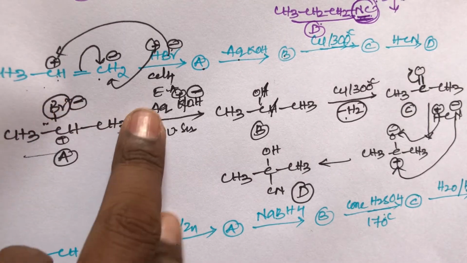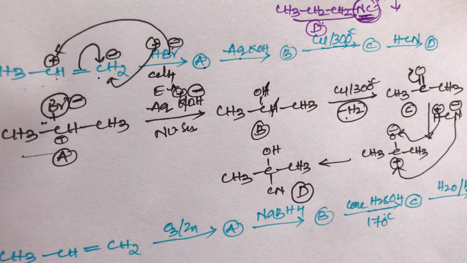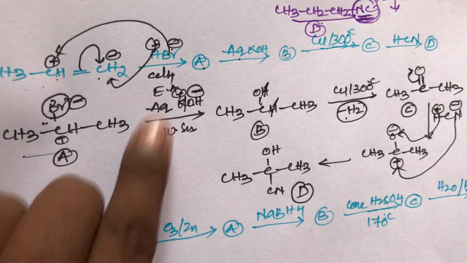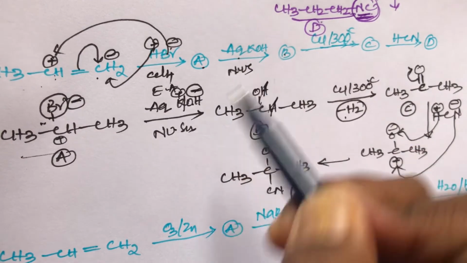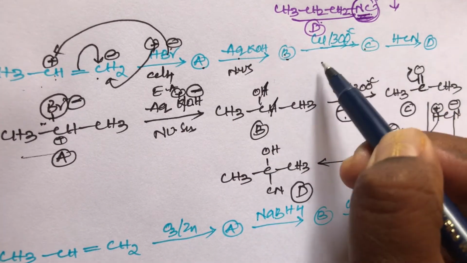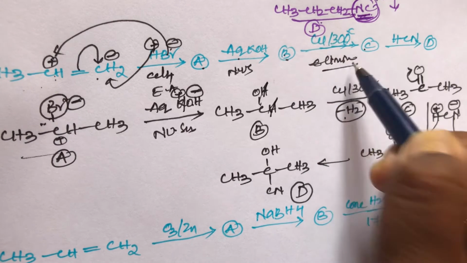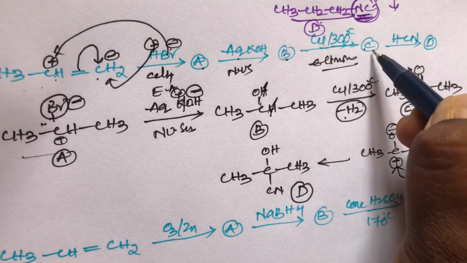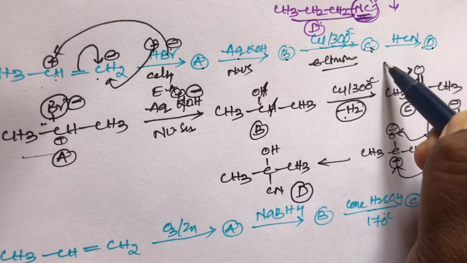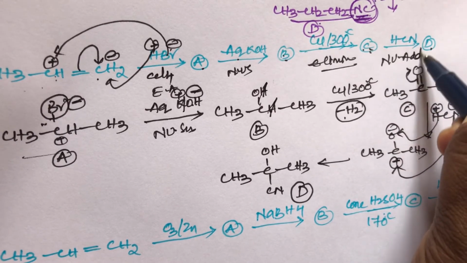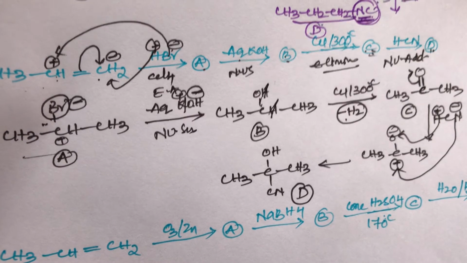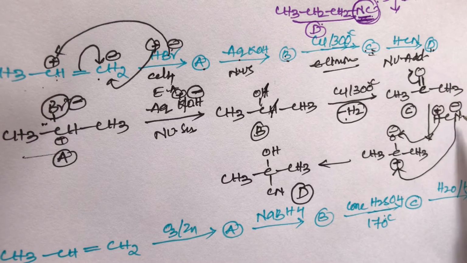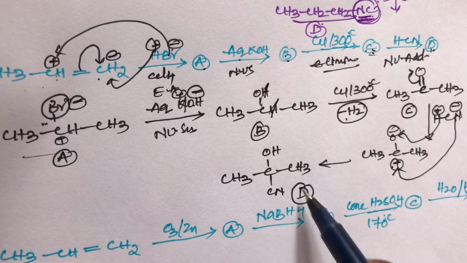When propene reacts with HBr, it follows the Markovnikov rule. The first step is electrophilic addition. The second step, the conversion of A to B, belongs to nucleophilic substitution reaction. The conversion from B to C is an elimination reaction. Elimination means dehydrogenation, students. And the conversion from C to D is nucleophilic addition. Here H plus and CN minus, CN minus is a strong nucleophile. This nucleophile will always attack the positive charge side. We get the final product.